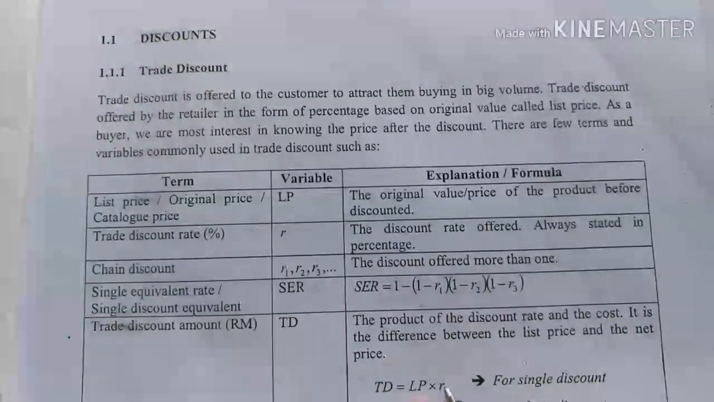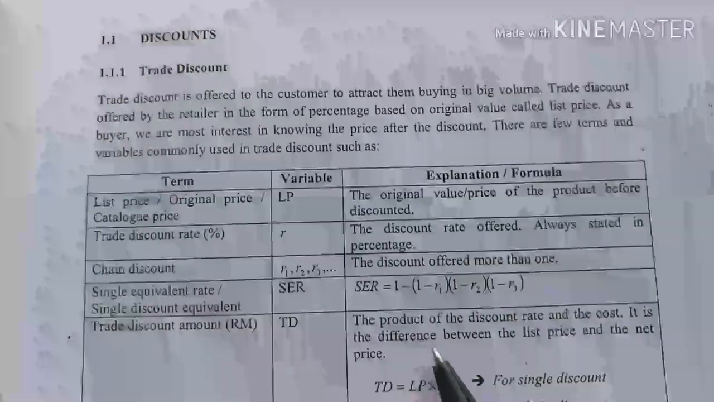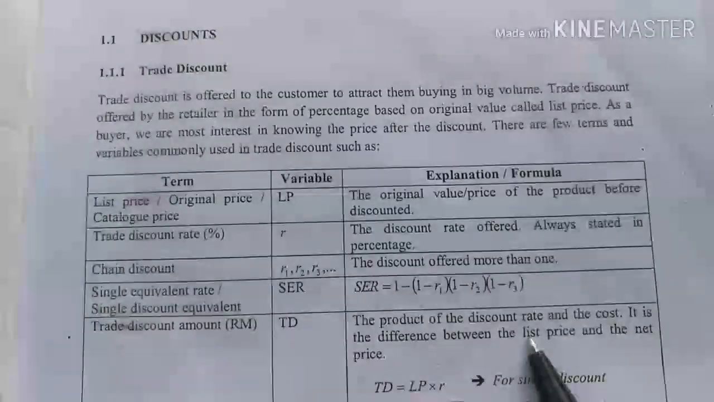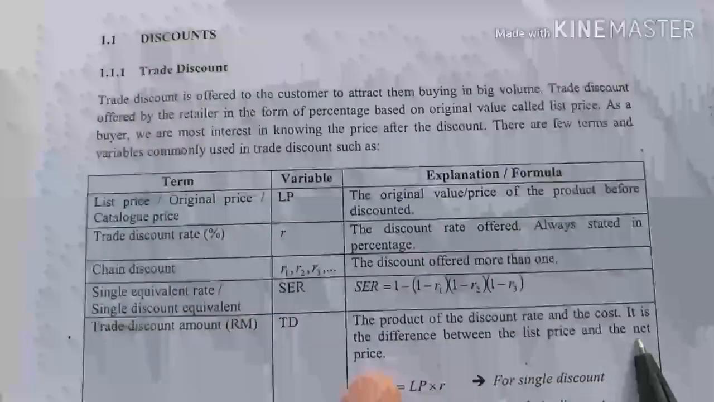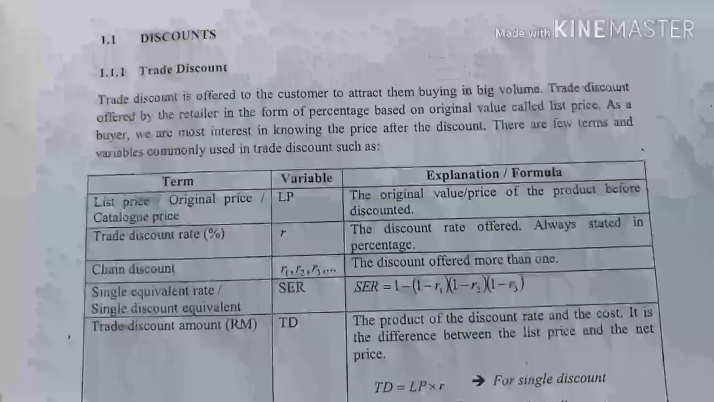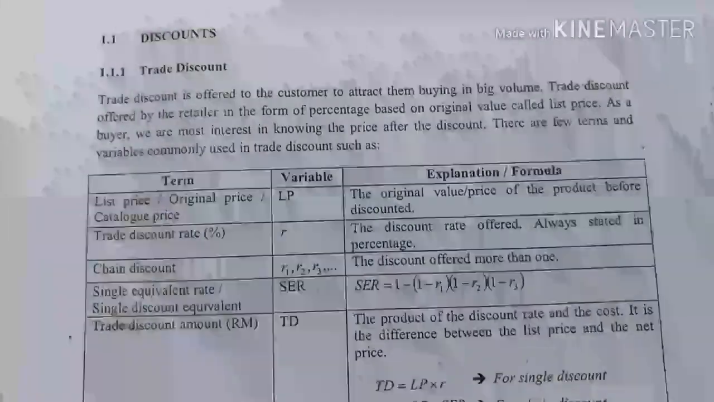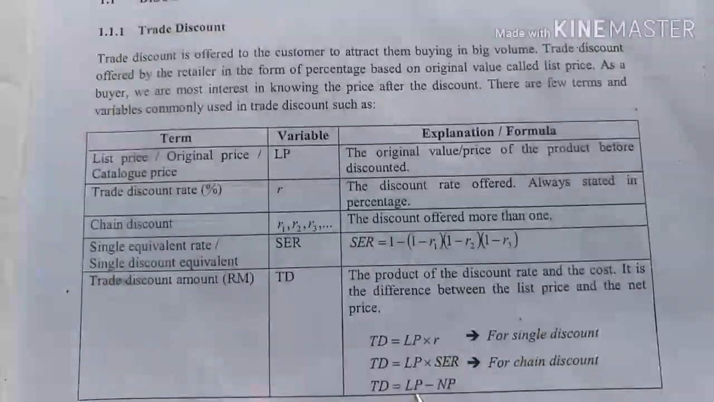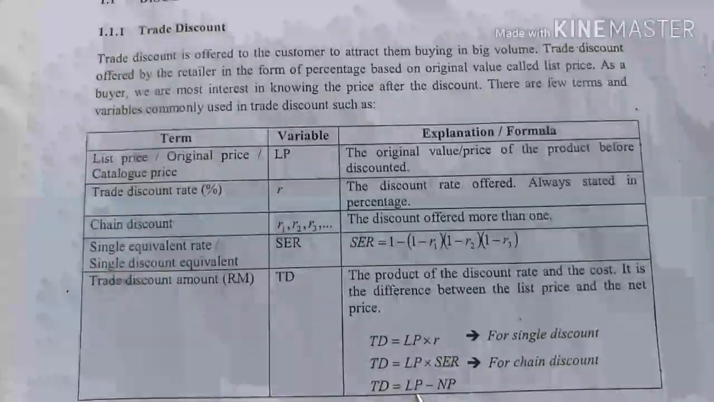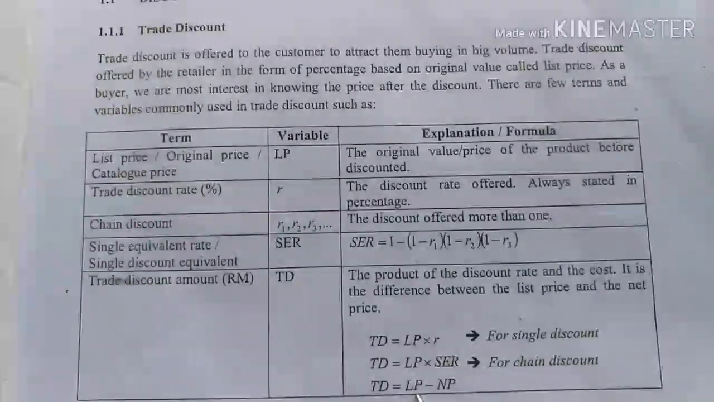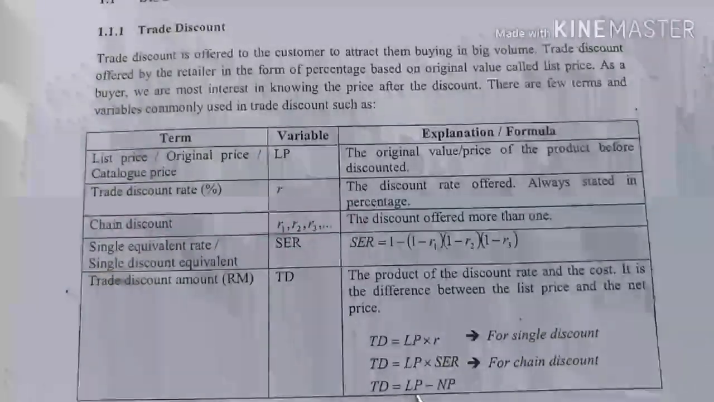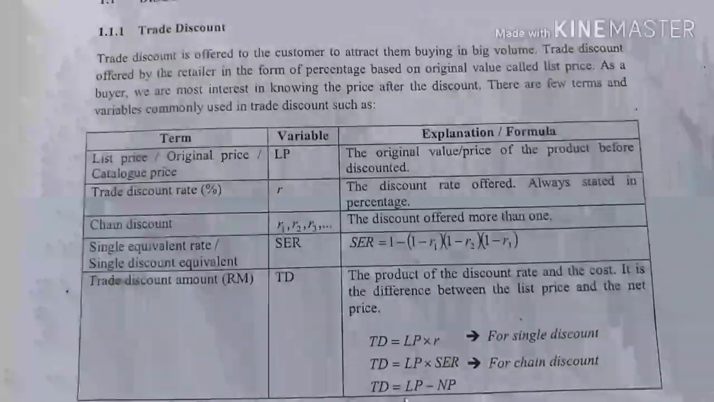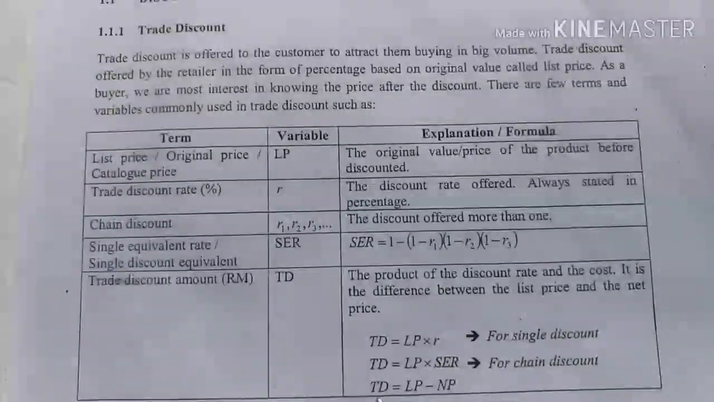And also, we could say that the trade discount amount is actually the difference between the list price and the net price, which is the price before the discount and the price after the discount. This one, TD equals LP minus NP. For example, the original price of a shirt is 50 ringgit. After the discount, you only have to pay 30 ringgit, which means the discount amount is 50 minus 30, 20 ringgit.